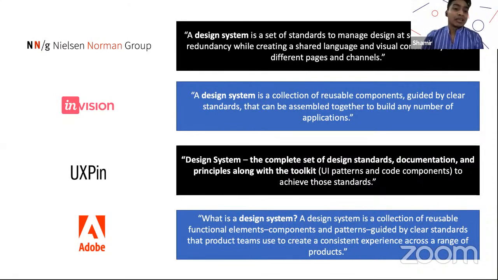Then we have UX Spin. UX Spin is also popular within the UI UX industry. It is a real-time collaboration tool for prototyping and for all your design needs. They have lots of resources that can be useful for designers and for other project team members. So what do they say about a design system? Their definition of a design system is the complete set of design standards, documentation, and principles along with the toolkits.